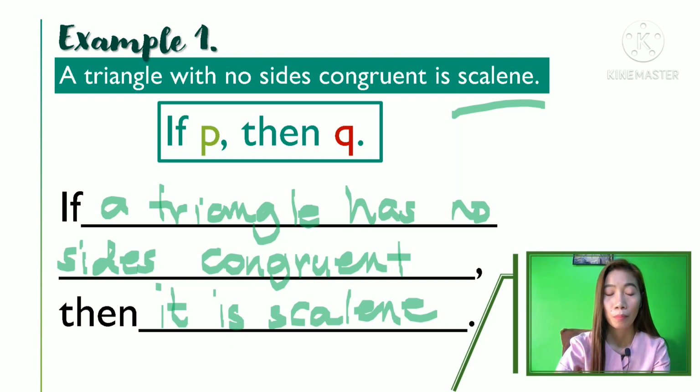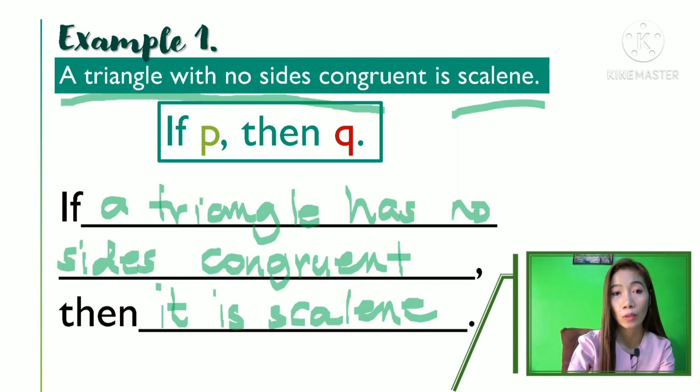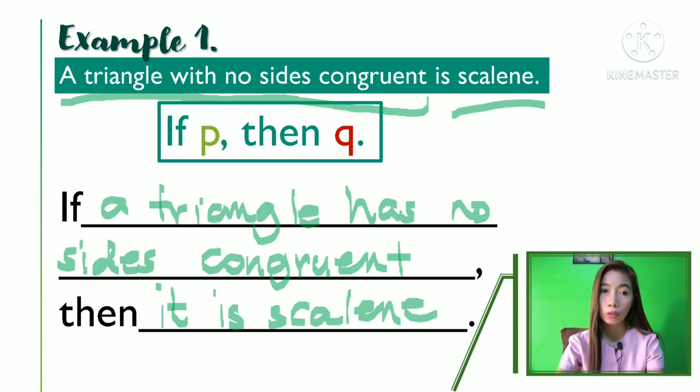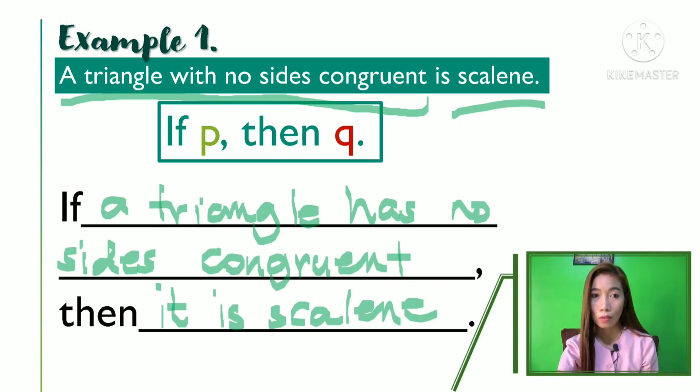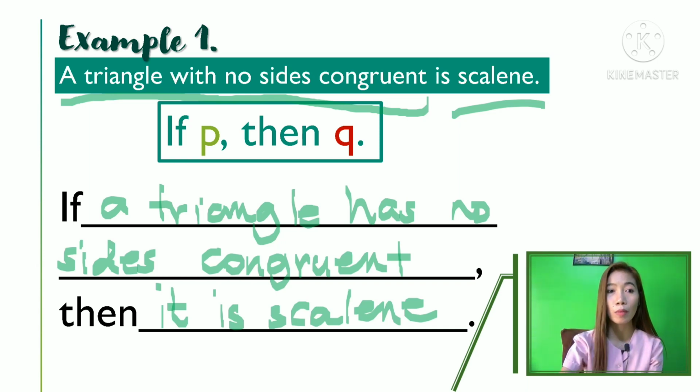So ang hypothesis natin is this part, triangle with no sides congruent, and then the remaining part is the conclusion. So in the if-then form, if a triangle has no sides congruent, then it is scalene. So that is the if-then statement for this example.